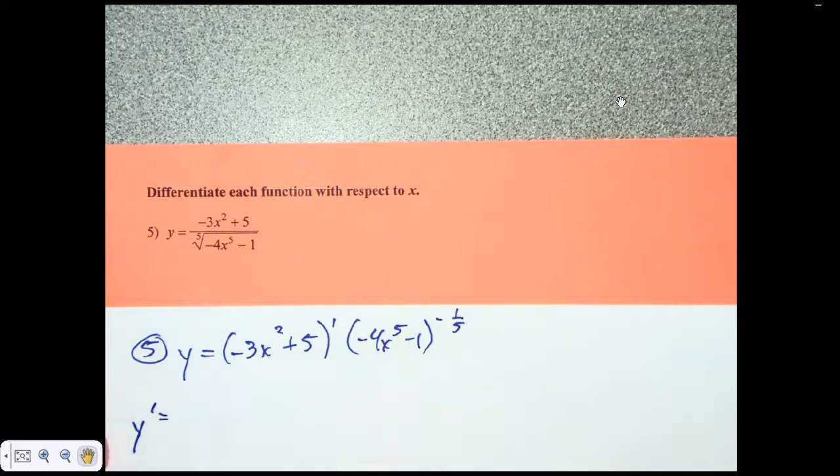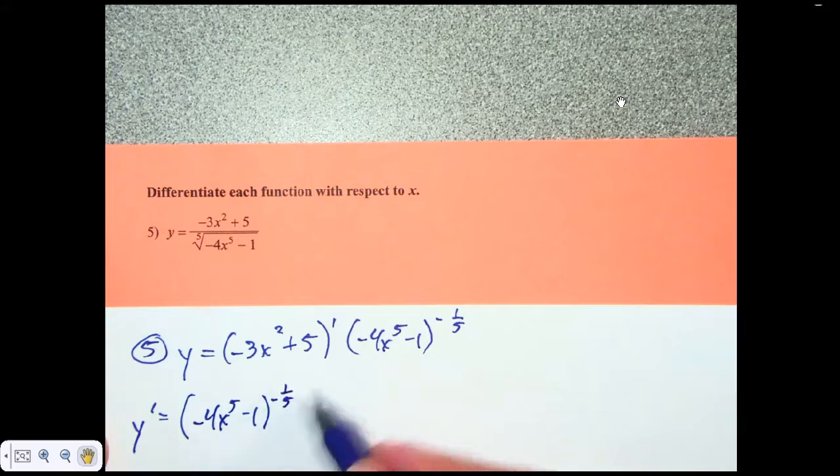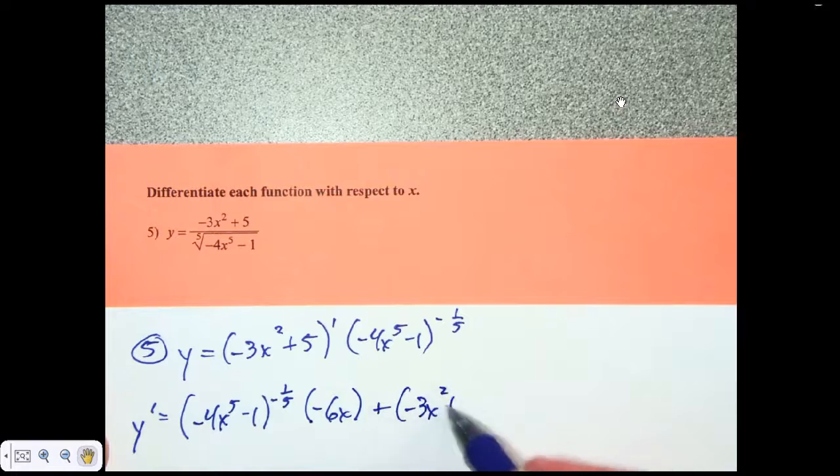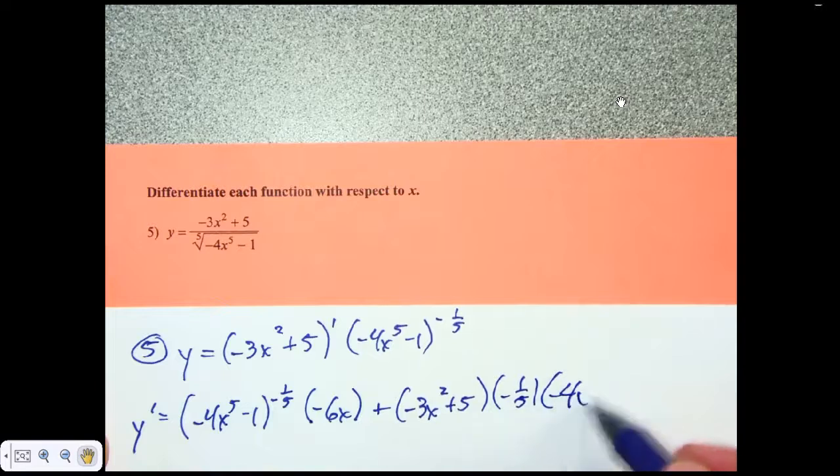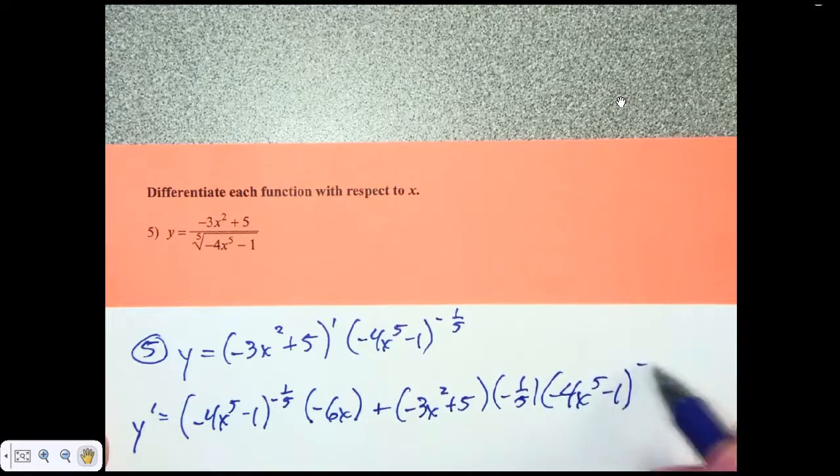So, second thing, so we're in product rule. Second thing times the derivative of the first thing, which is just negative 6x, plus the first thing times the derivative of the second thing, and now I need chain rule, so negative 1/5. Leave the little guy, reduce the power by 1, multiply by the derivative of the inside.